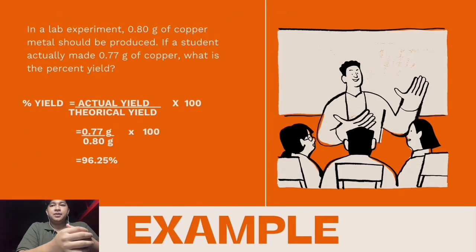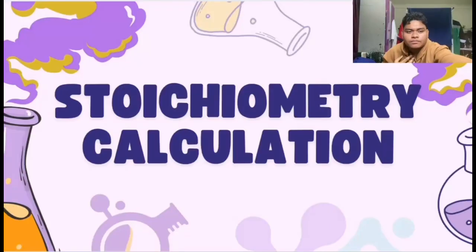For example, 0.8 gram of copper should be produced, but the student makes only 0.77 gram. So what happened here? We need to calculate the percentage. We use the same formula. So we have 0.77 gram over 0.8 gram multiplied by 100. We get 96.225 percent. That is the reaction yield.